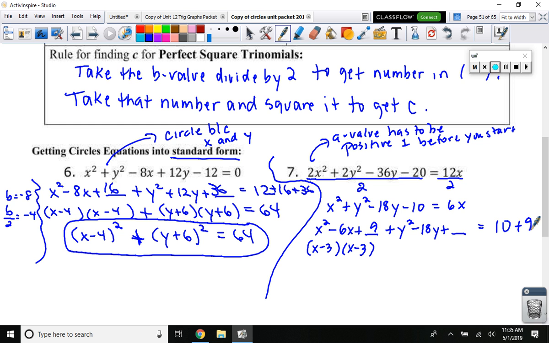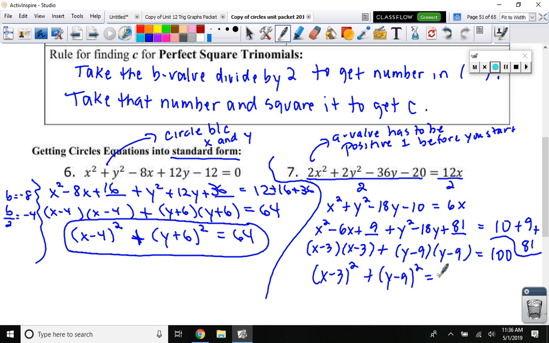Alright, how about my y? Make sure you have a plus in between for your y. Parenthesis, parenthesis. What's going in there, Derek? Y minus 9. What do you have to add on to make that true? Which means plus 81 over there, right? And what's my total? That equals 100. Then finish it up: x minus 3 squared plus y minus 9 squared equals 100.